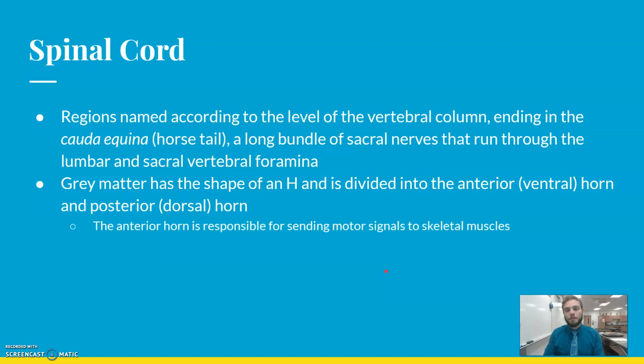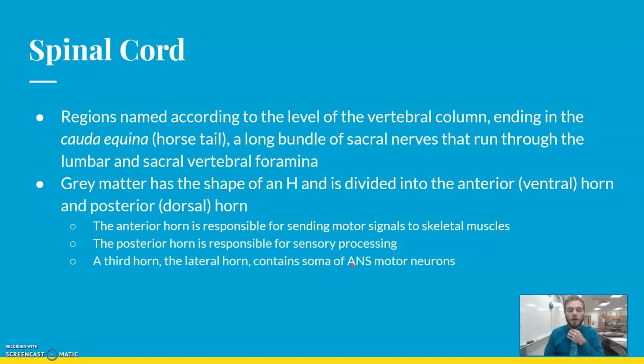The anterior horn is going to be responsible for sending motor signals, so you're going to have a lot of messages moving down that anterior horn, while the posterior horn is going to be responsible for the sensory information going up to your brain. You do also have a third horn called the lateral horn. It's mainly going to be the soma of autonomic nervous system motor neurons, so things like your digestive organs, those muscles that need to be able to move and be controlled, are going to run through that lateral horn.